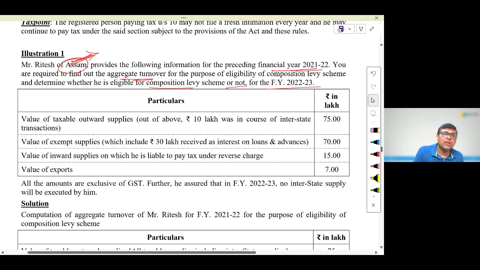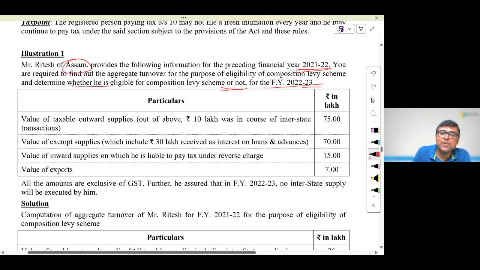I'm repeating. Mr. Ritesh of Assam provides the following information for the preceding financial year 21-22. Please notice he is from Assam. You are required to find out the aggregate turnover for the purpose of eligibility of composition levy scheme and determine whether he is eligible for composition levy scheme or not for the financial year 22-23.